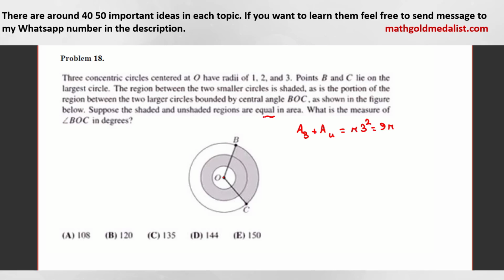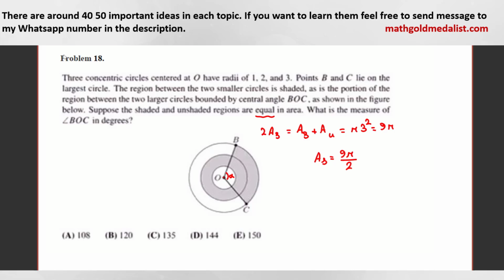The problem says they are equal. So we can conclude the area of the shaded region is 2AS, because AS is equal to AU. So the area of the shaded region is 9 pi over 2. And the problem wants this angle. Suppose this angle, for example, is alpha.